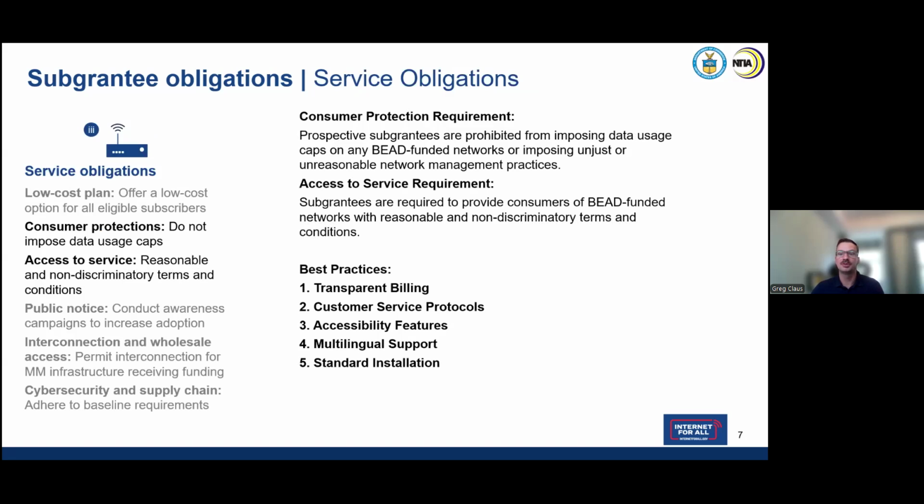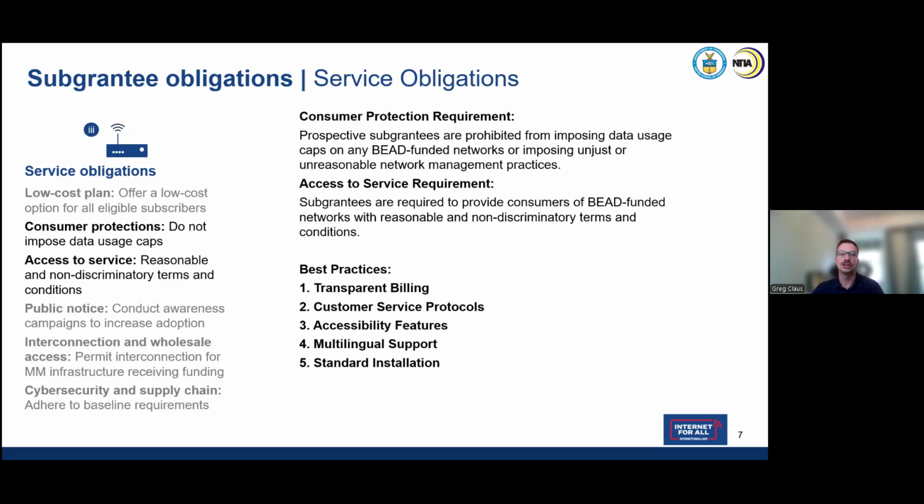Moving on from deployment requirements to service obligations, I want to just briefly touch on the low-cost plan. This is a requirement to provide a low-cost service option, and that's covered again in a previous webinar, and it has Illinois-specific requirements. The state established what their low-cost service option was, and they explained it previously. So definitely watch that program.